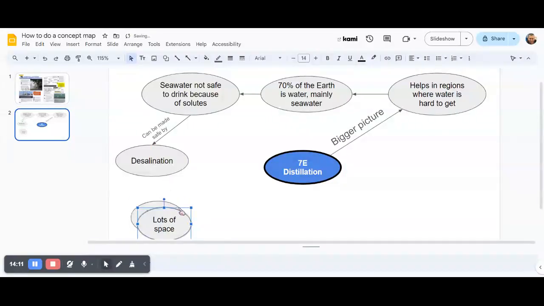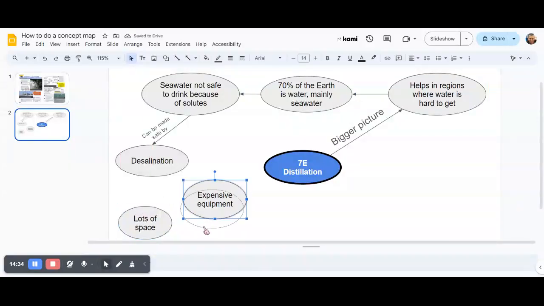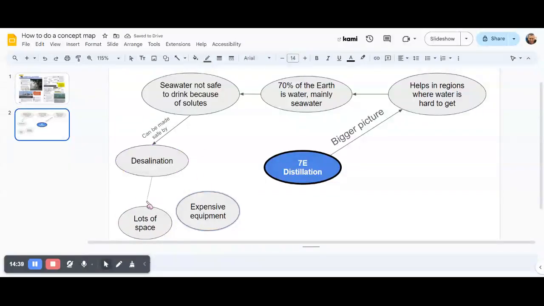Okay, and we have another one over here, expensive equipment. Okay, so I might need to just make my box a little bit bigger. Okay, there we go. Let's have a look over here, just make it just there. There we go. All right. So these sound like drawbacks. Okay, these actually sound like drawbacks. So you can't actually set this up everywhere because not everywhere can afford it, and not everywhere has the space for it.